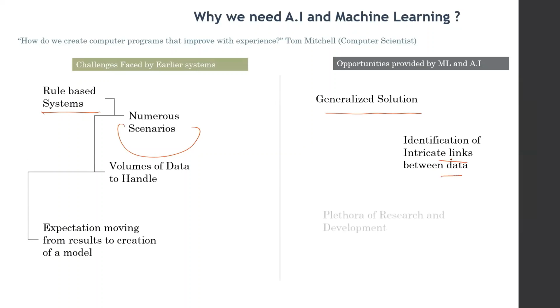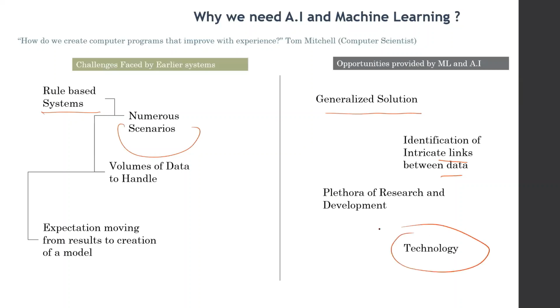This is another opportunity. Based on the computational capacity, innovations and technologies, we have plenty of R&D happening in this space. Every day there is a research paper with a new technology or new algorithms coming out in the deep learning space. So technology is the co-driver, along with R&D. These challenges and opportunities are driving today's world to adopt machine learning and deep learning.